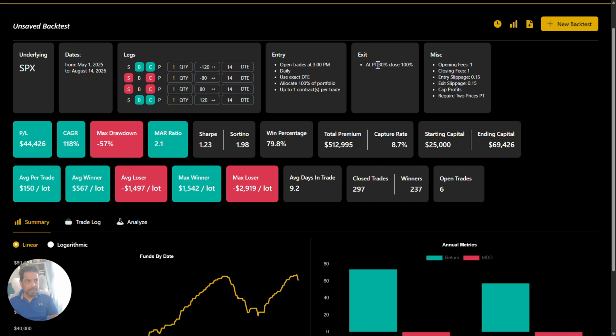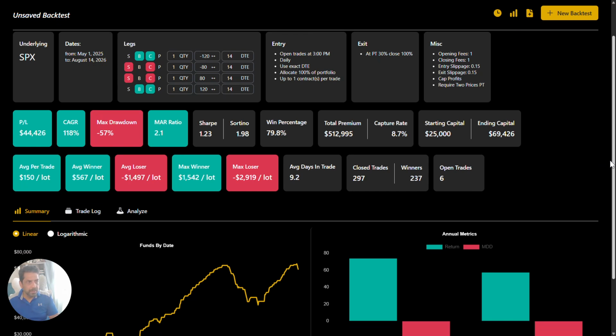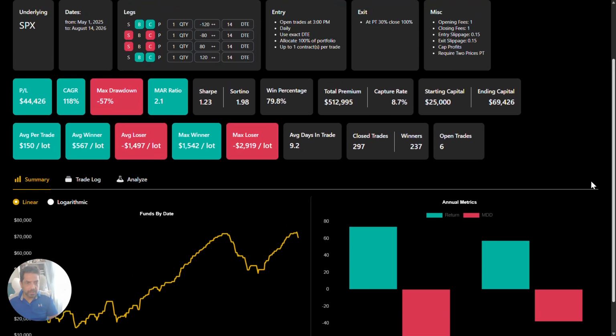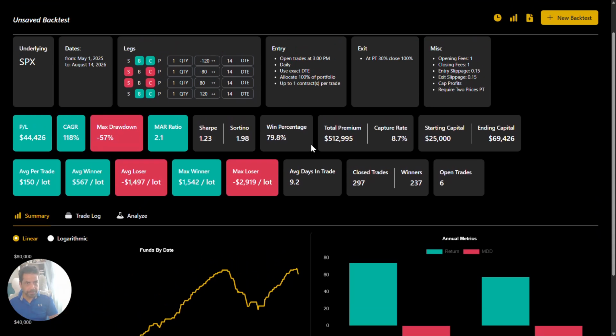Now we are at a 30% configuration of a profit target, and we can see average days in the trade in this case are 9.2, and the capture rate and other ratios are shown here as well. And this is the graph here.